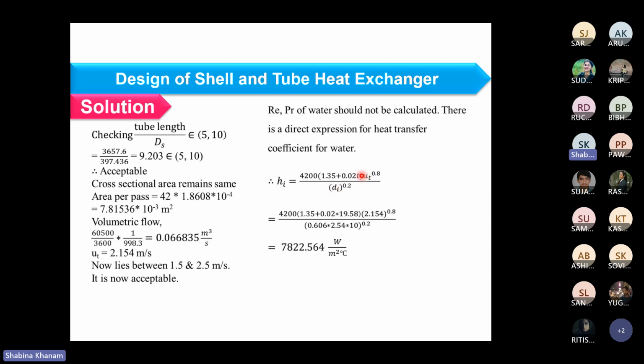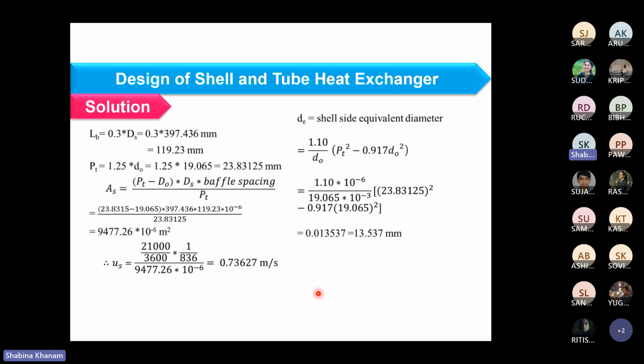Therefore, you need to consider this Di in mm. This should be meter per second. This should be degree Celsius. So if you consider this, you can find out the heat transfer coefficient in tube side as 7822.564, and that should be denoted as Hi. Now we will proceed to the shell side heat transfer coefficient, and for the shell side you need to decide the plate spacing. You need to decide the baffle spacing and baffle cut.